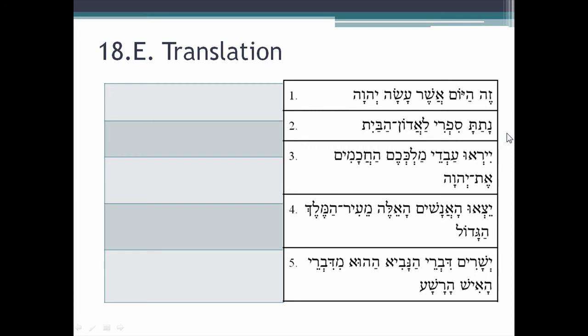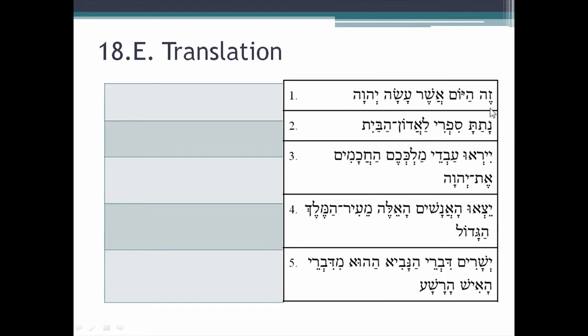So the first thing we really need to decide here is, when we have Ze Hayom, do we have this day or this is the day? If you remember back to how you translate demonstratives, they're translated just like adjectives. And so with the adjectives, you had an attributive relationship, and to have that relationship, the adjective, and of course in this case the demonstrative, and the noun need to agree in gender, number, and definiteness. We do not have an agreement in definiteness here.